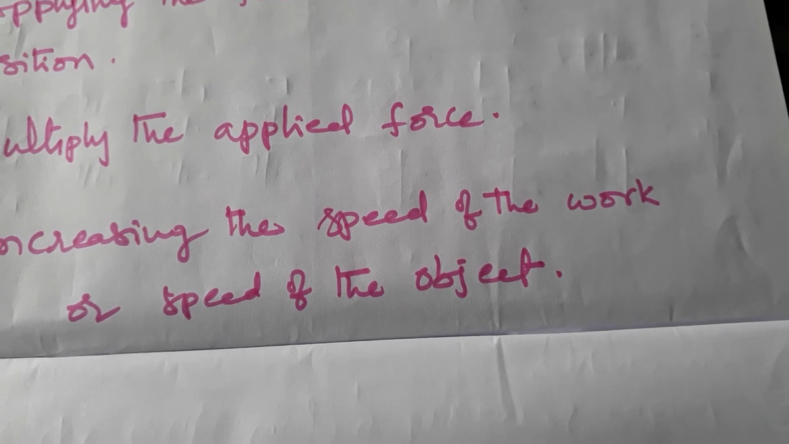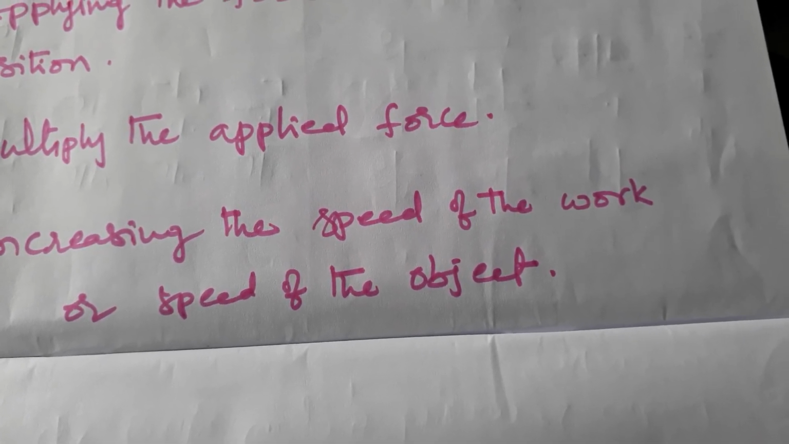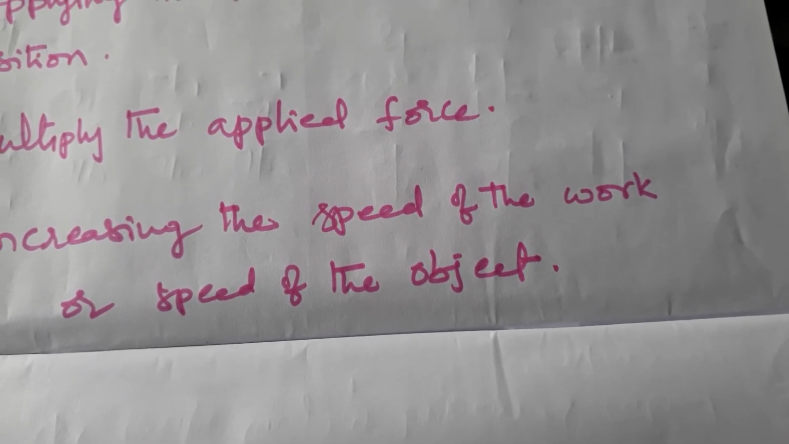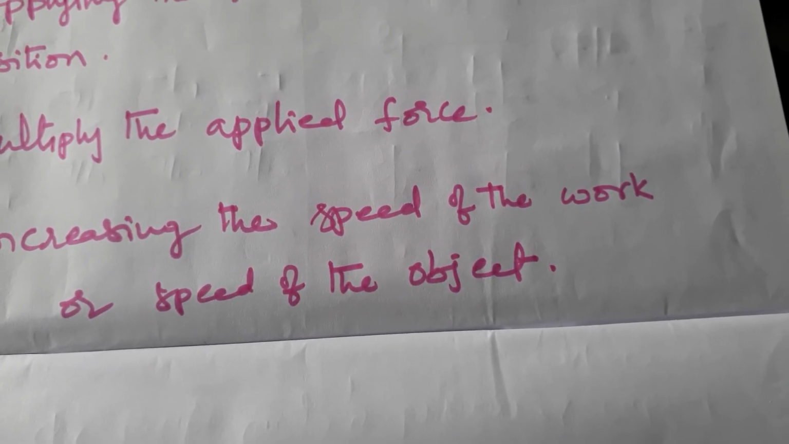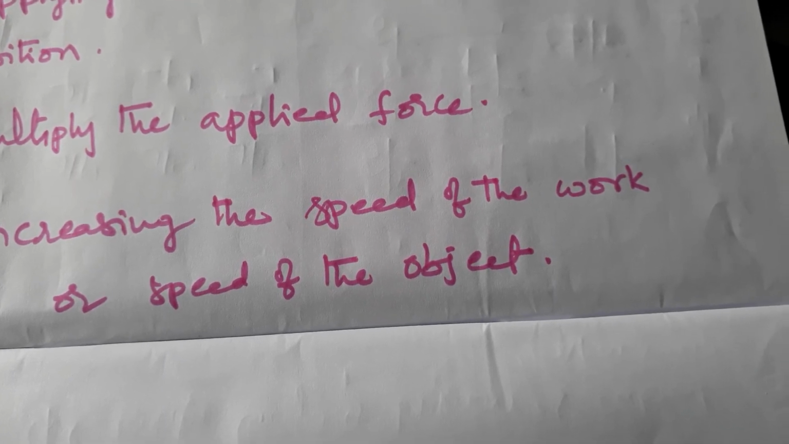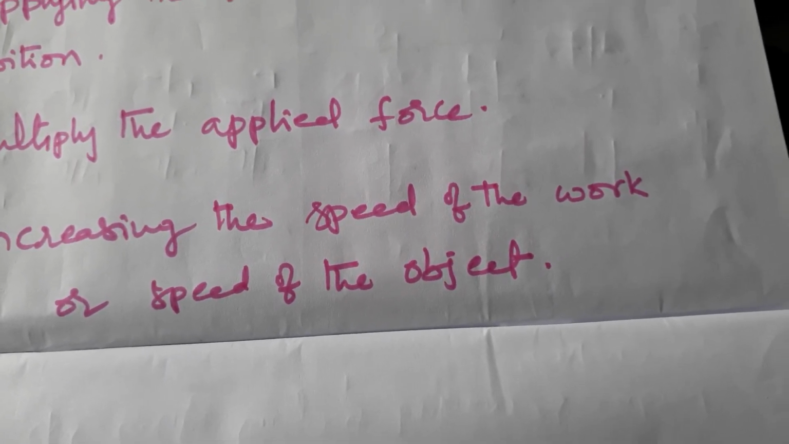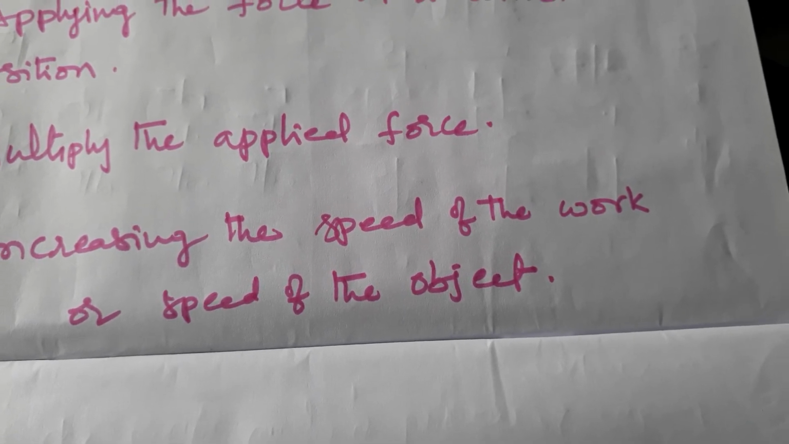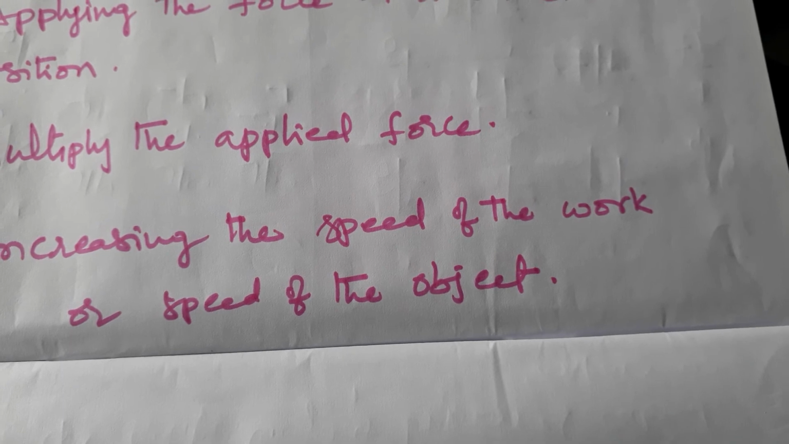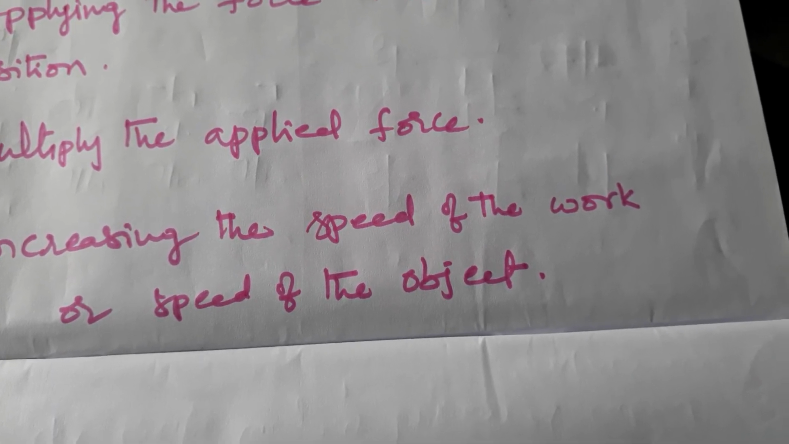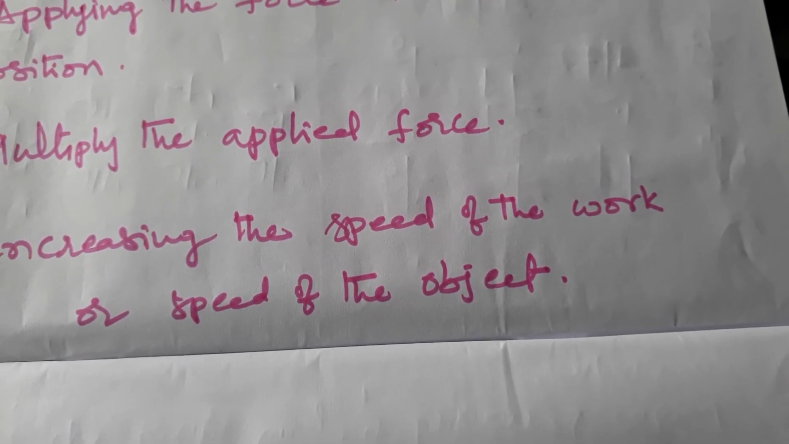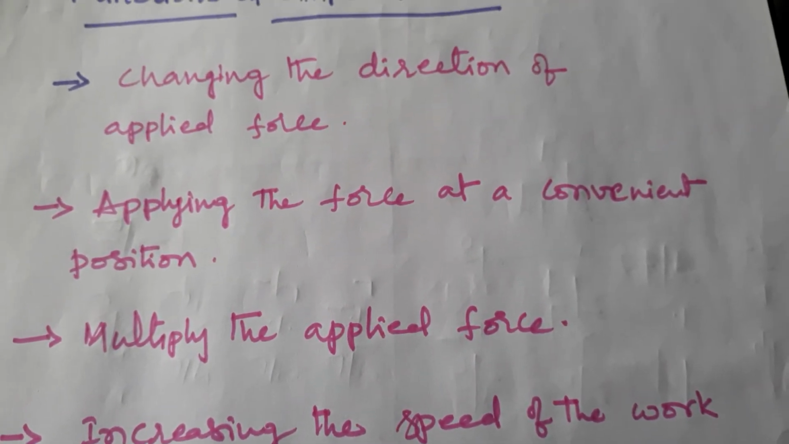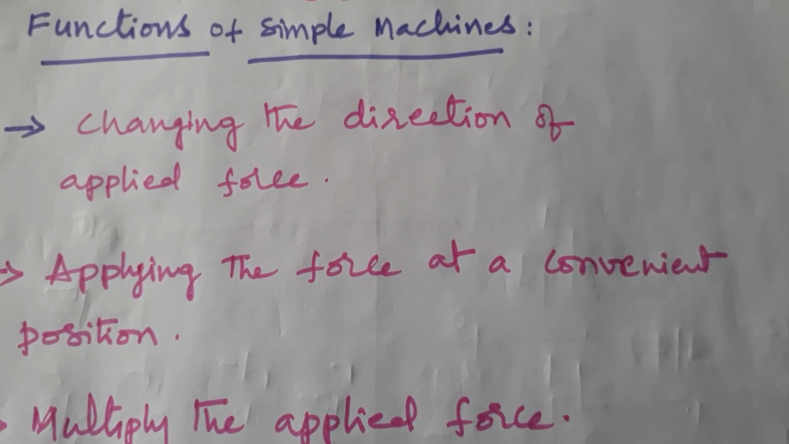And also, if you do any work directly without a machine, it takes time. If you use a machine, it will finish fast. Example, digging soil with hands is difficult and takes so much time. If you use a machine like a crowbar, it is easy and we can finish the work fast. We can dig the soil and achieve the target. In such ways, the ways machines help us are called functions of simple machines.